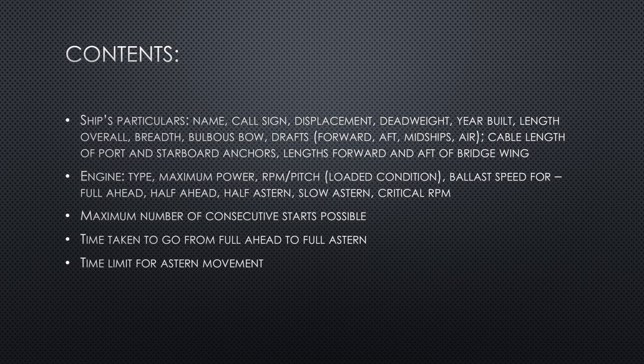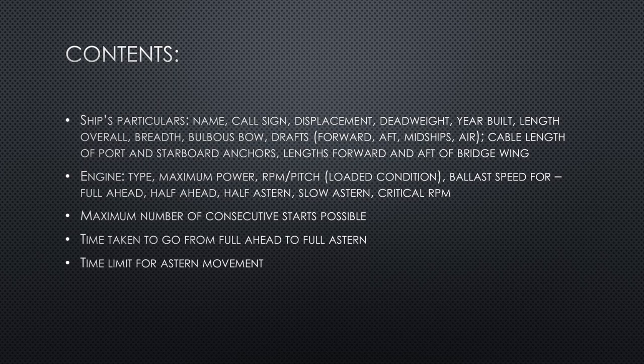So the contents of a pilot card contain the ship's particulars. When I say ship's particulars, I mean the ship's name, the call sign of the vessel, and the displacement, which is the current displacement and current deadweight of the vessel, the year built, the length overall, the breadth of the vessel, the length of the bulbous bow of the vessel, the forward, aft and midships draft, also the air draft, the length of the cable of port and starboard anchors, and the length of the ship forward and aft of the bridge wing.